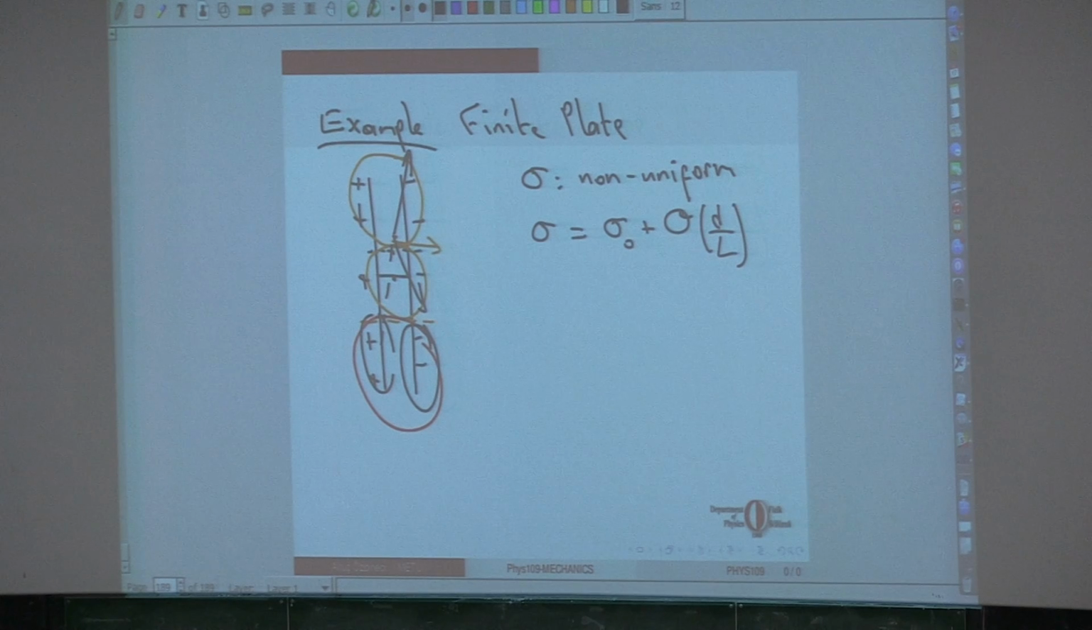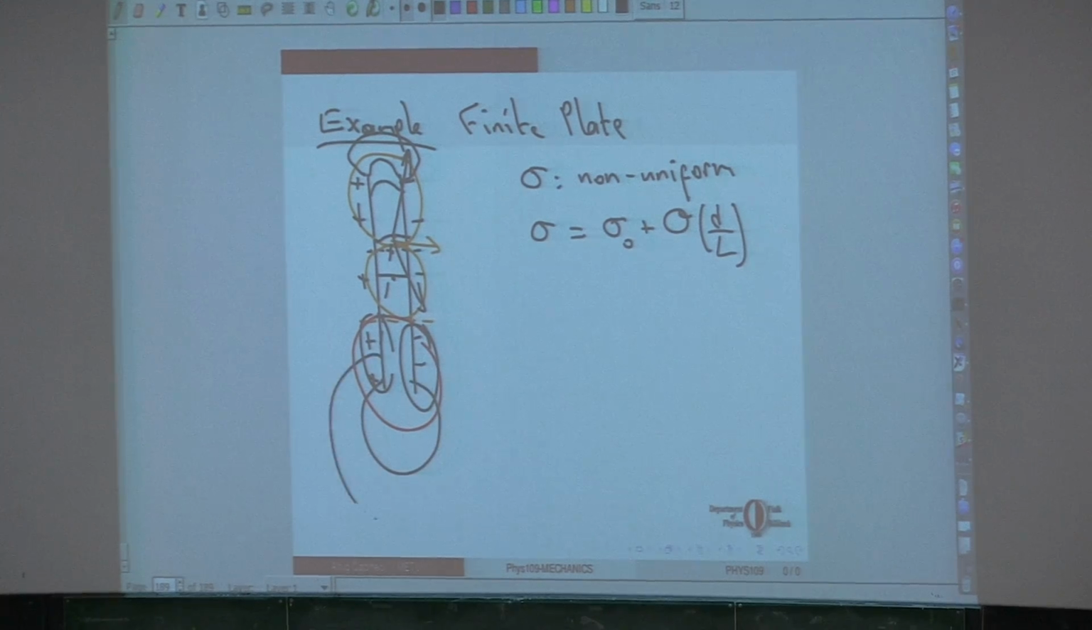That means the electric field lines will not be completely horizontal. They will kind of go up and down. Here, the effect will be very small. Now it gets larger at the edges. It becomes even larger, and we even have electric field lines out of these plates.